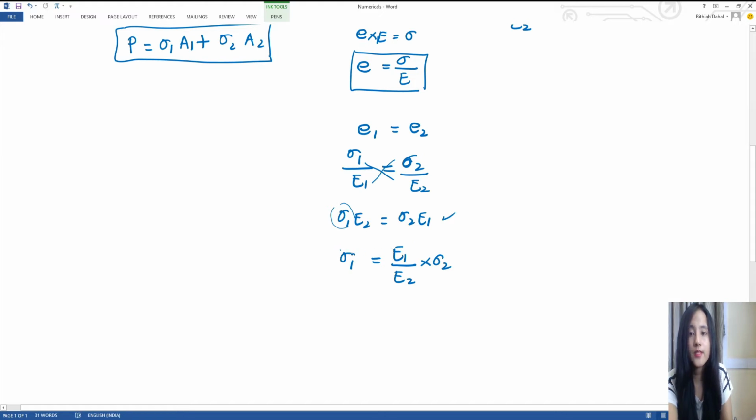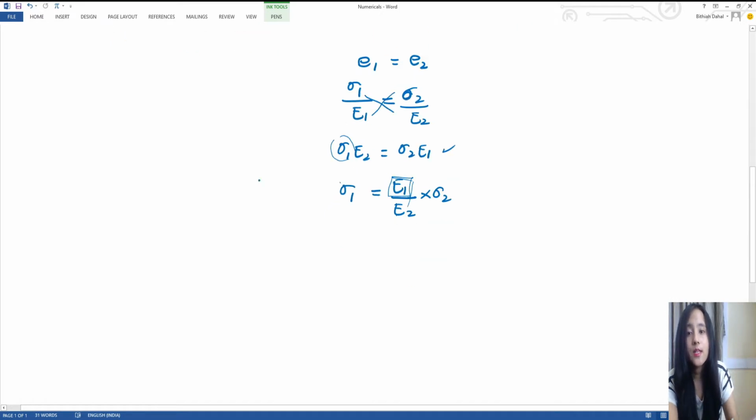Now, what are E1 and E2? E1 is the modulus of elasticity of material 1, divided by the modulus of elasticity of material 2. This E1 divided by E2 is the modular ratio. So we can further write sigma 1 equals modular ratio M into sigma 2. This relation we will be using in solving the numerical.